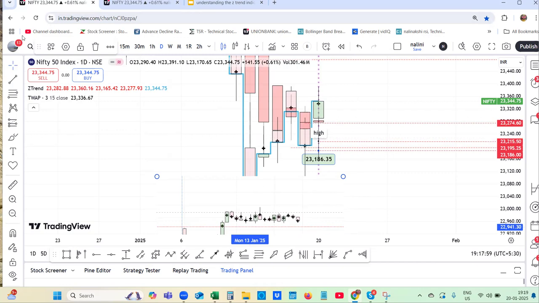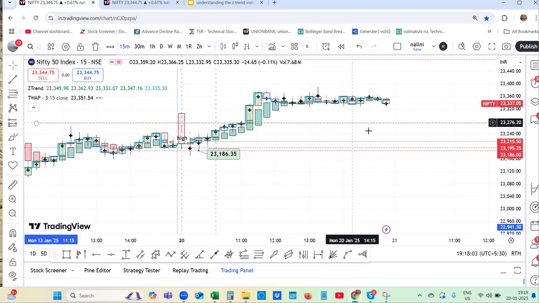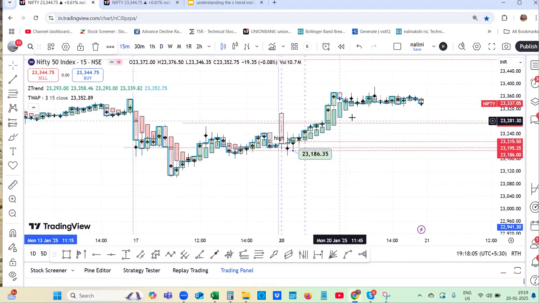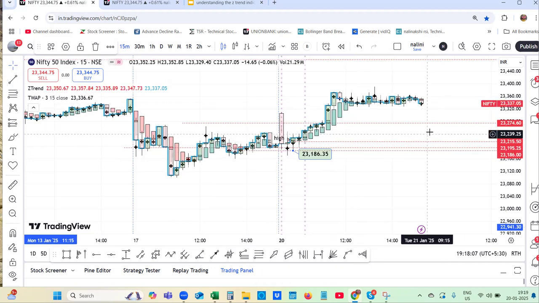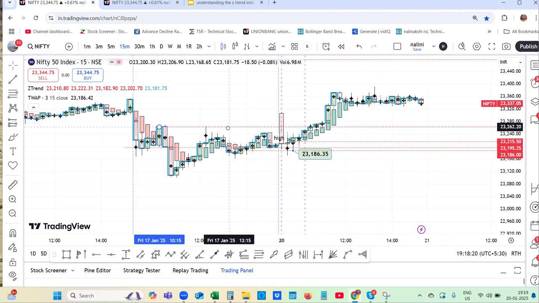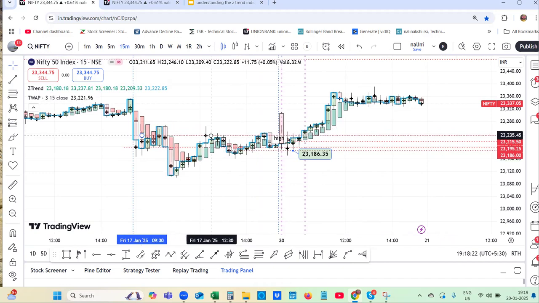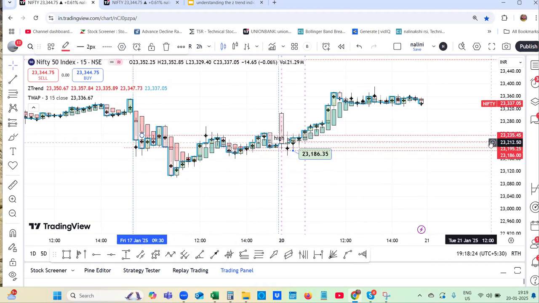Suppose, let us go to the 15-minute time frame. Some intraday dips will be there. If anything moves up, it will come down to the average price. Probably these are the levels I have marked. 23,274 there, because the reason for this level is this is the average price, 23,235.